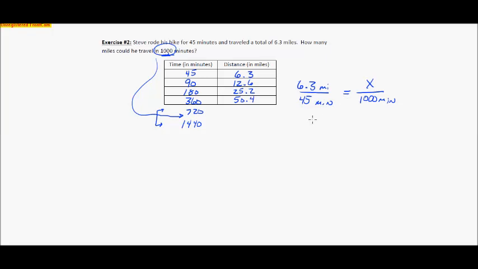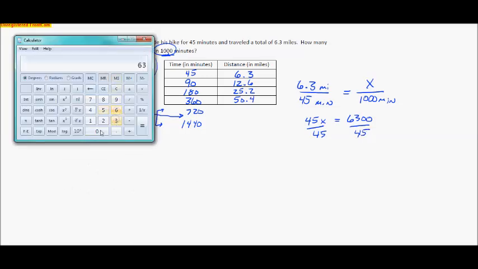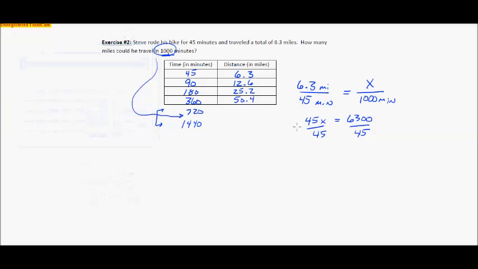Alright, and again, I'm going to cross multiply, so 45x equals 6.3 times 1,000. That's going to move that decimal over 3 places, so I'm going to get 6,300 right there. And then I'm going to divide by 45, and for that I'm going to get the old calculator out here. Let's see, 6,300 divided by 45, and I'm going to get 140. Okay, so that is 140 miles that he can go.